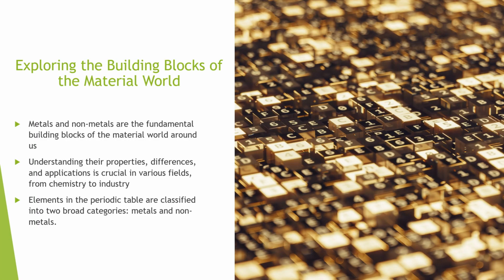As we all know, in this materialistic world, the majority of the items around our surroundings are made up of metals. For example, the chairs that we sit on, fan blades, the hangers, and even the almirahs. So we can understand that metals and non-metals are the fundamental building blocks of the material world around us. In this chapter, we'll understand their properties, differences, and applications, which is crucial in various fields from chemistry to industry. Elements in the periodic table are classified into two broad categories: metals and non-metals.